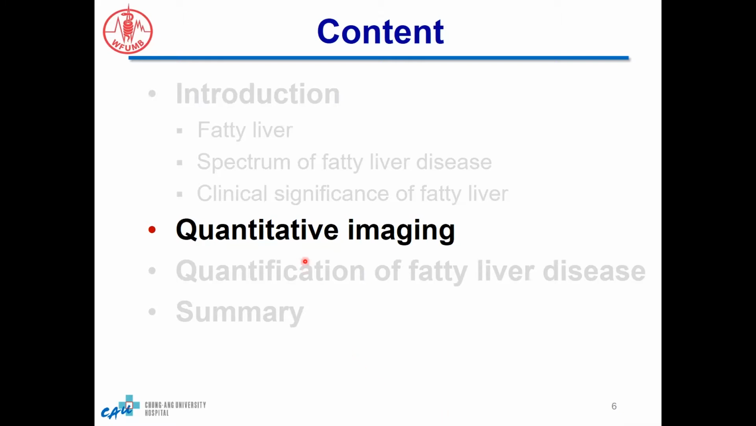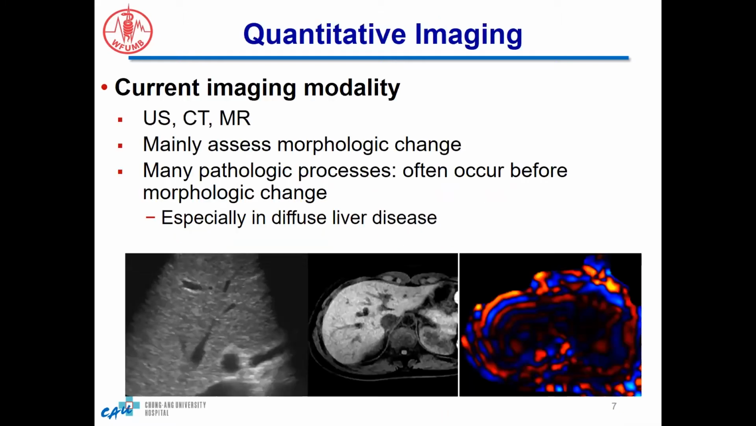Now let's move on to quantitative imaging. Current imaging modalities are ultrasound, CT, and MR, and are the most widely used imaging modalities for evaluation of liver disease. These imaging modalities mainly assess the morphologic change of the liver. However, it has been well known that many pathologic processes often occur before morphologic change, especially in diffuse liver disease. Therefore, we need to evaluate more than morphologic change.